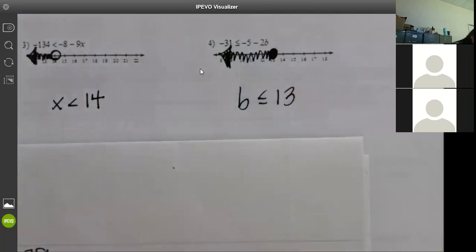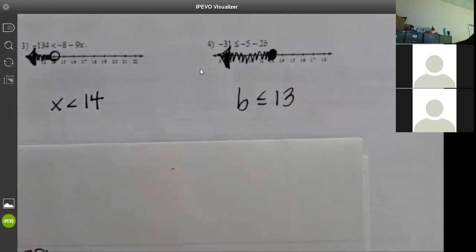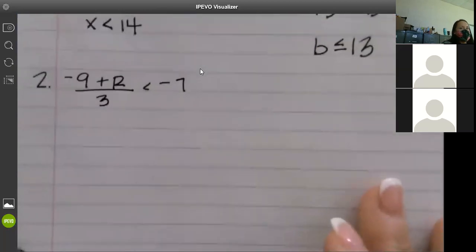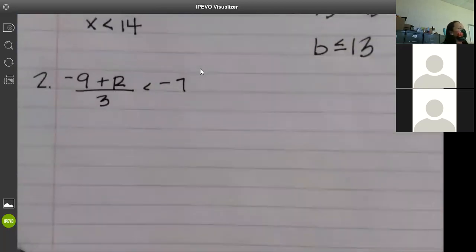We're going to jump back up to number 2. Negative 9 plus r over 3 is less than negative 7. So here's number 2. Okay, remember how we solve these. Ignore the inequality for just a minute.